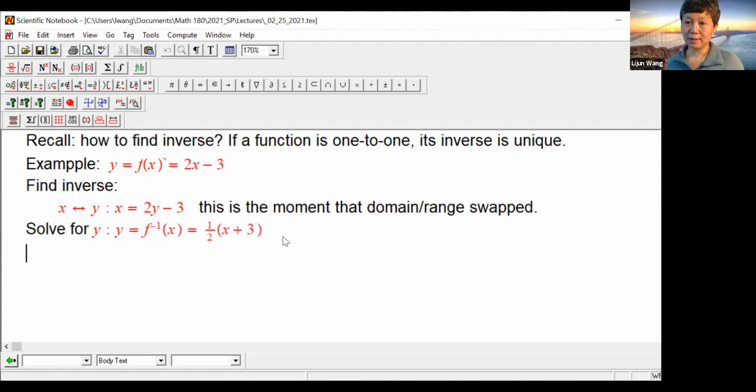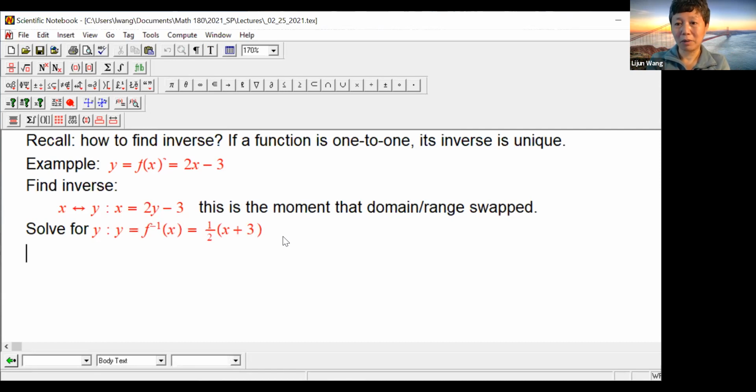But in this particular case, both functions are linear. Their domain and range are both the same, from negative infinity to positive infinity. So when you swap it, it's still from negative infinity to positive infinity for both. So that's why there was not enough discussion about it at the time.